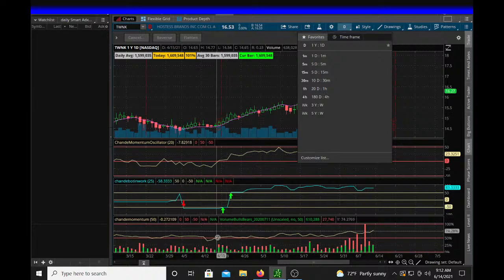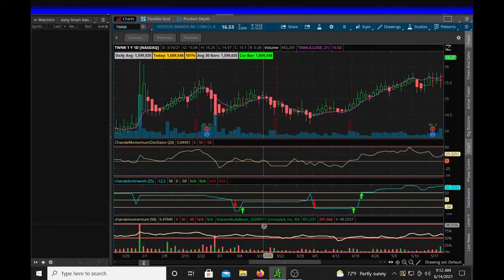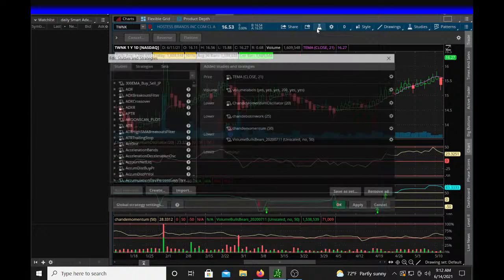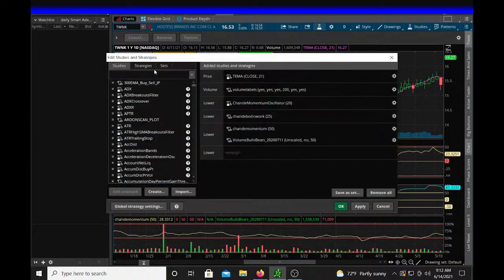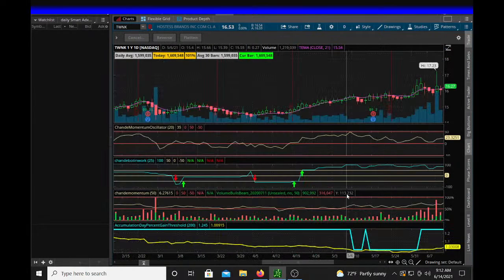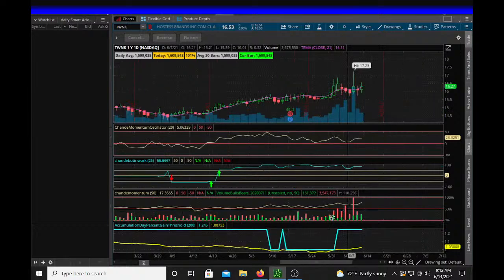Okay, looks like our volume does catch it. All right. Now, let's get our accumulation day percent gain threshold. Interesting.